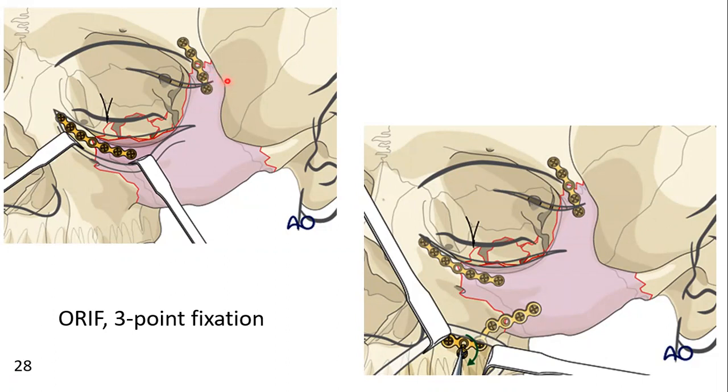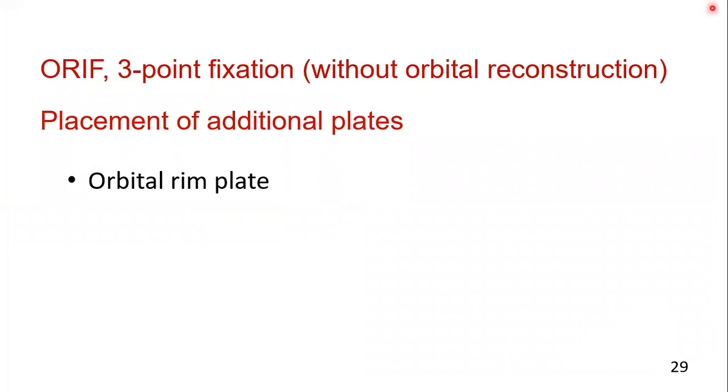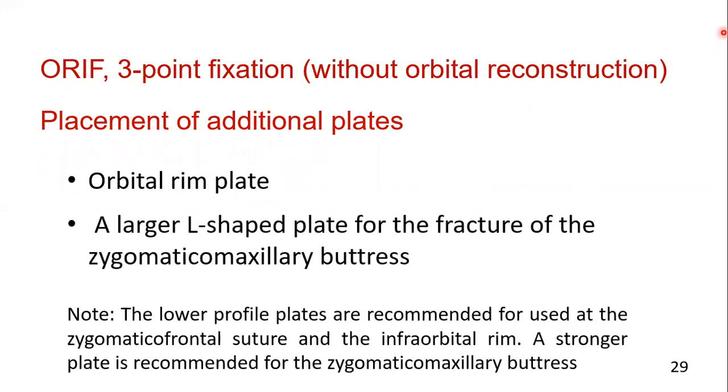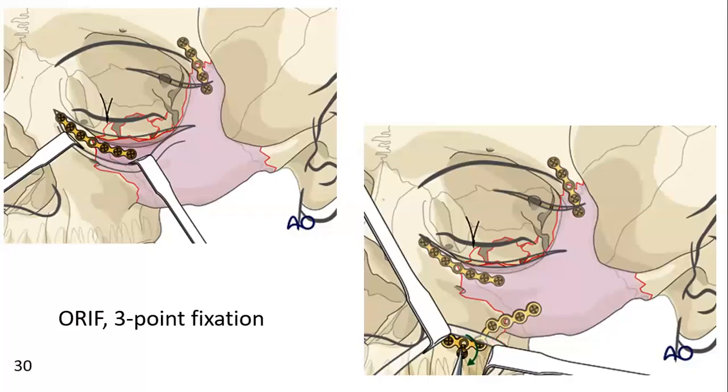Only one screw should be placed on each side of the fracture in the hole that is nearest to the fracture until the surgeon has verified the proper 3D reduction at other points, that is at the infraorbital rim and at the zygomatic-maxillary buttress area. Now, the second plate should be placed on the orbital rim, and then the third placed at the zygomatic-maxillary buttress area, where a larger L shape is recommended.